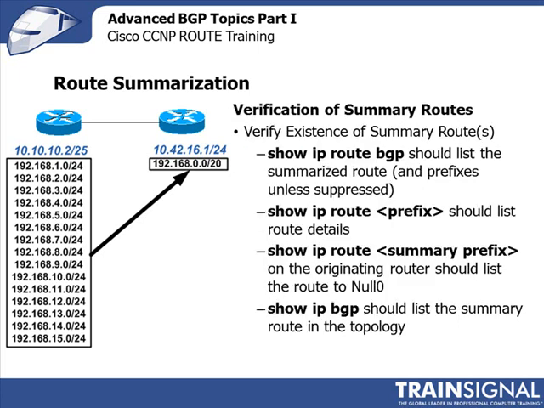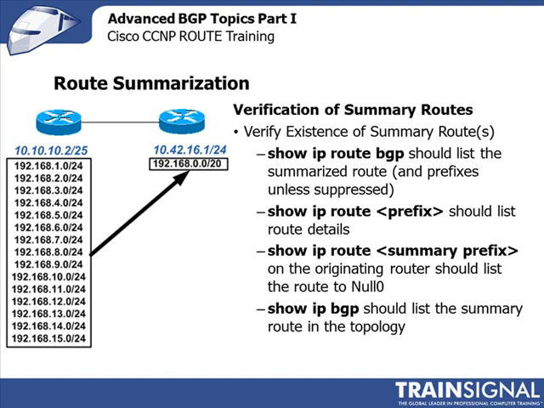You have a number of different commands at your disposal to be able to verify successful configuration of your BGP route summarization. First, show ip route bgp. Remember, this is the show ip route command with the BGP qualifier, so it'll list only the BGP routes. Remember that eBGP routes will have an administrative distance of 20 by default. iBGP routes by default will have an administrative distance of 200.